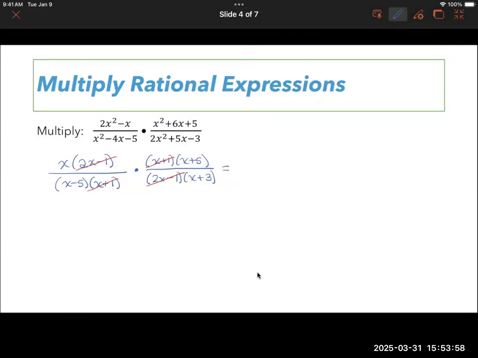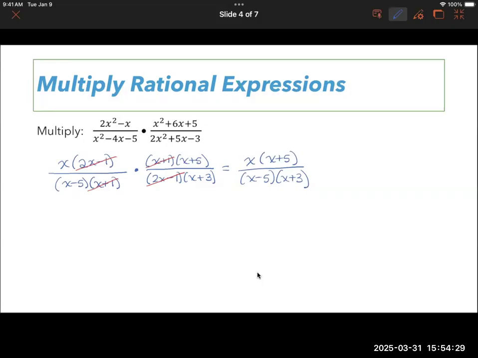All right, so now we're ready to multiply across our numerators, which means I have an x times an x plus 5. And in our denominators, we have an x minus 5 times an x plus 3. Always a good idea to just look one more time to be certain that you don't have any common factors left. And then in the classes I have taught, I allowed this to be our final answer.